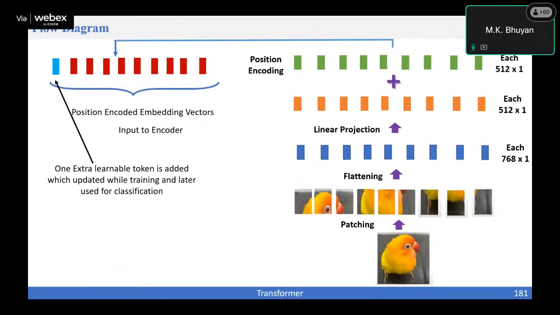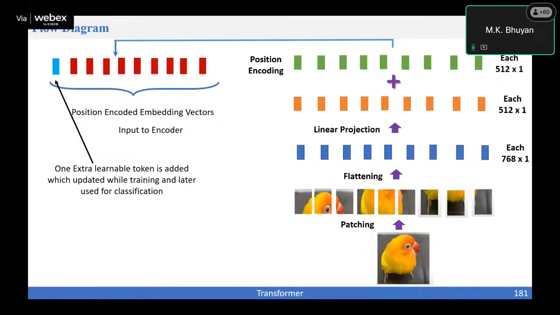So you can see the same thing we are considering. First, the input image. After this, we are doing the patching. After this, we are flattening. After this, we are doing the linear projection. Flattening means this array is converted into a vector. So the image array, that is the patch, is converted into a vector, and the size of the vector is 768 cross 1. And after this, we are doing the linear projection, so the dimension is reduced. So it is 512 into 1.